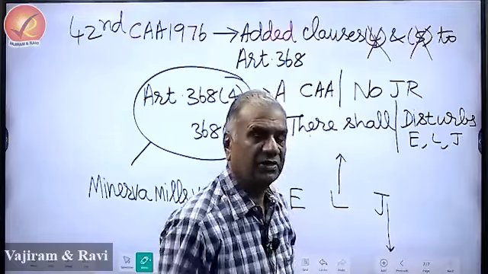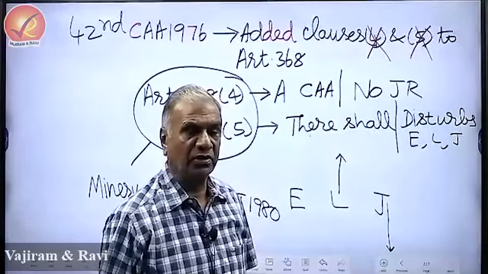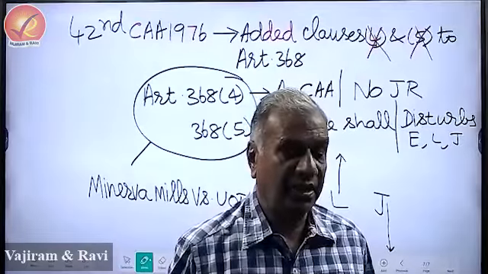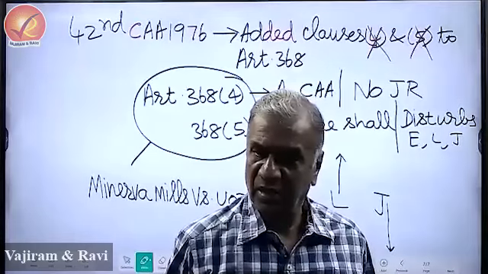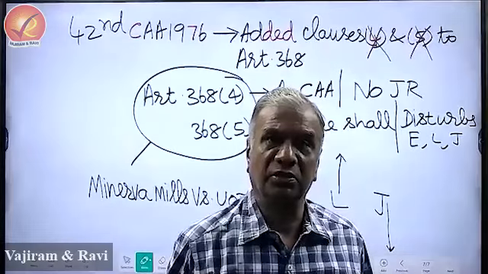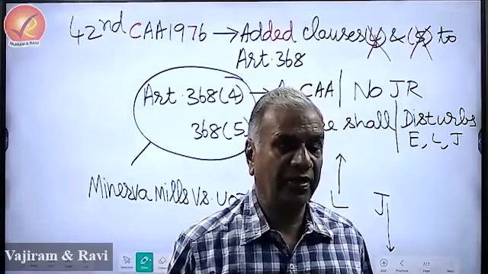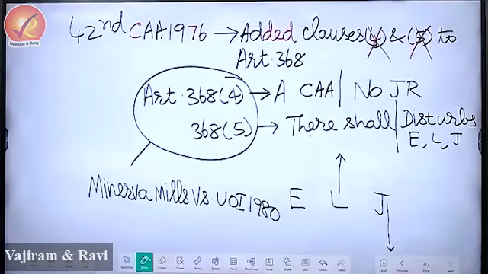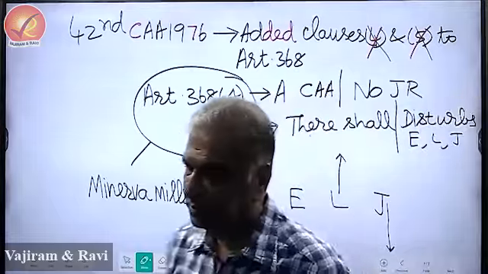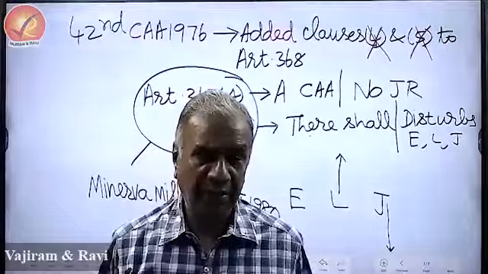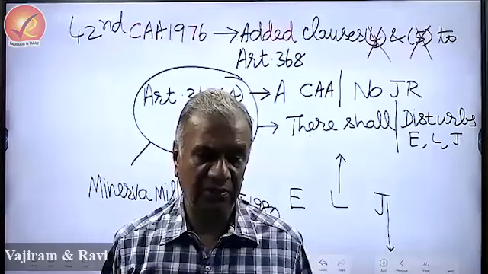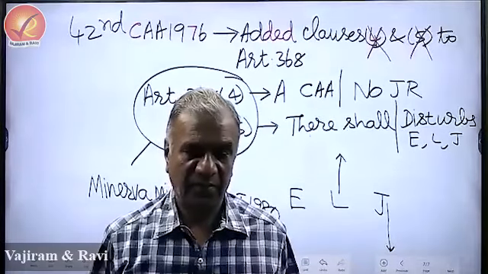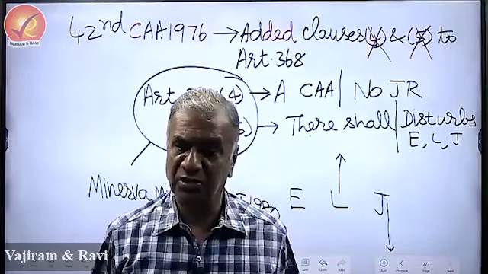So the court held Article 368 clauses 4 and 5 as unconstitutional and void on the ground that they destroyed the basic structure of the Constitution by taking away the power of judicial review, and disturbing the balance among the three organs of the government.